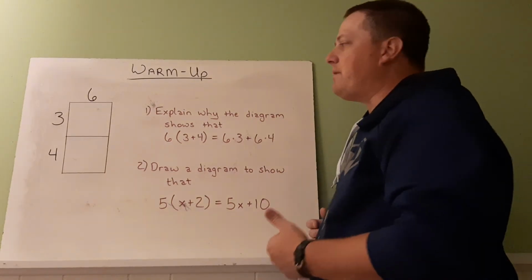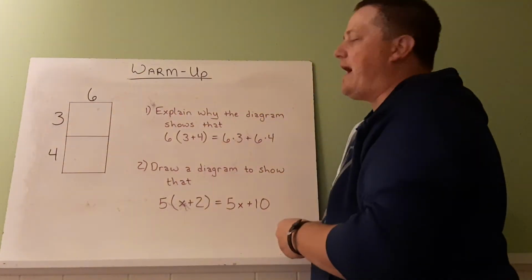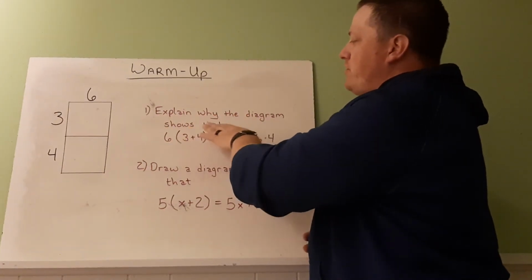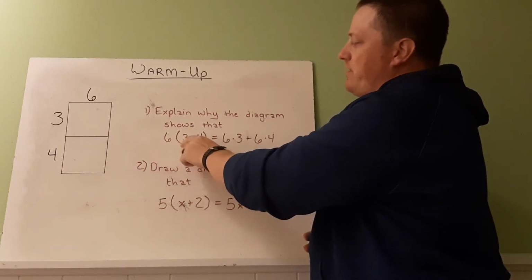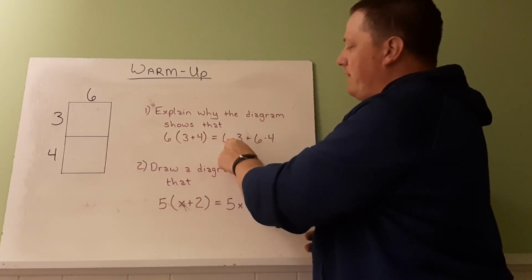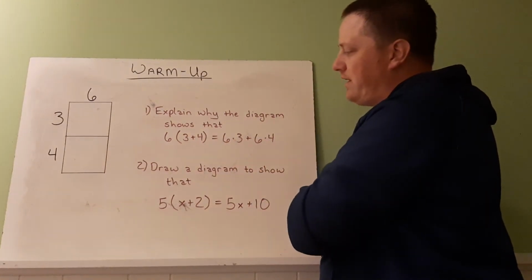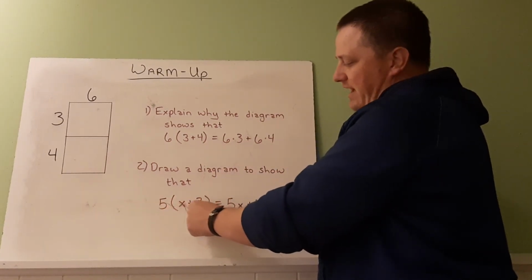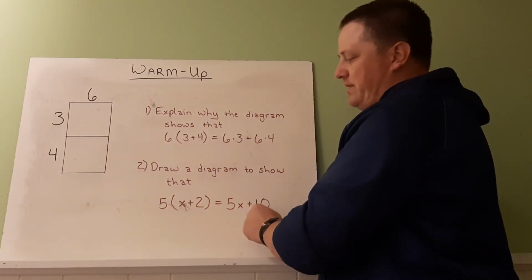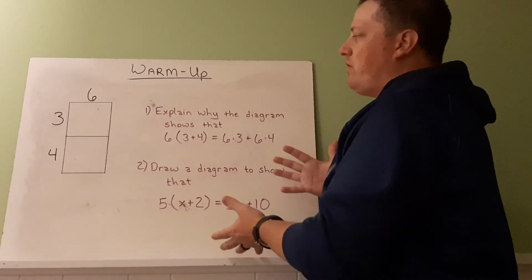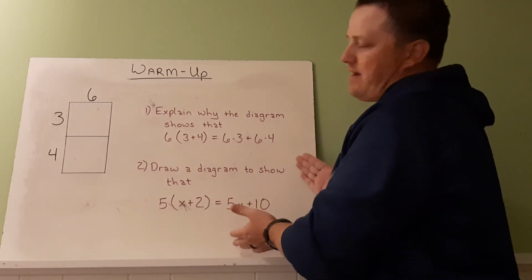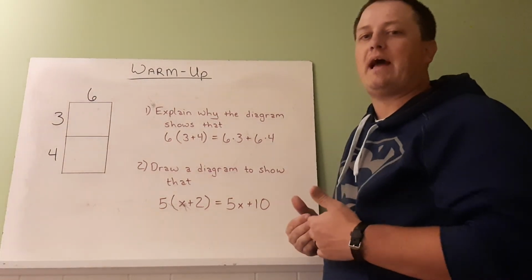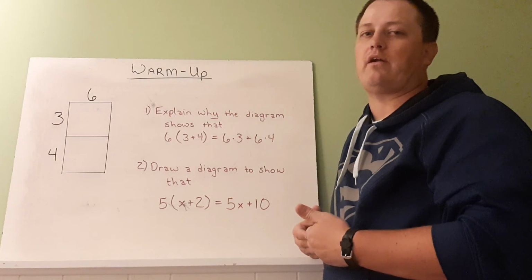All right, so your warm-up is to use that area diagram to explain why the diagram shows that 6 times (3 plus 4) equals 6 times 3 plus 6 times 4, and draw a diagram that would show that 5 times (x plus 2) equals 5x plus 10. So explain that and draw your own that you think would represent this situation. Bring that to class tomorrow, and then that will start our discussion.